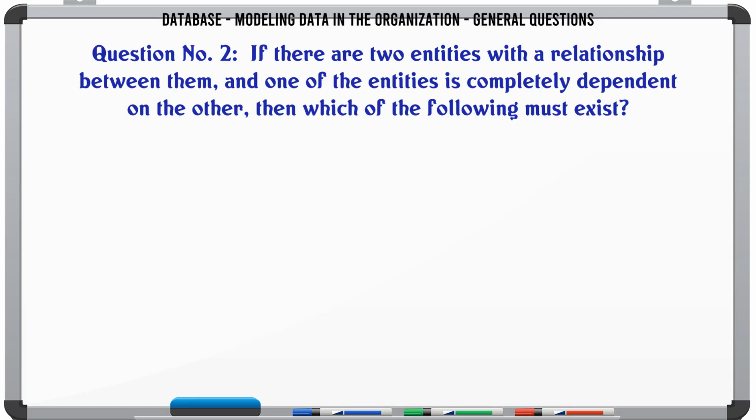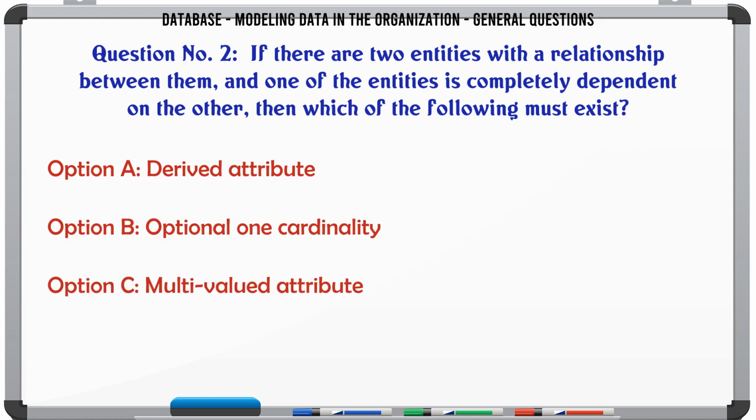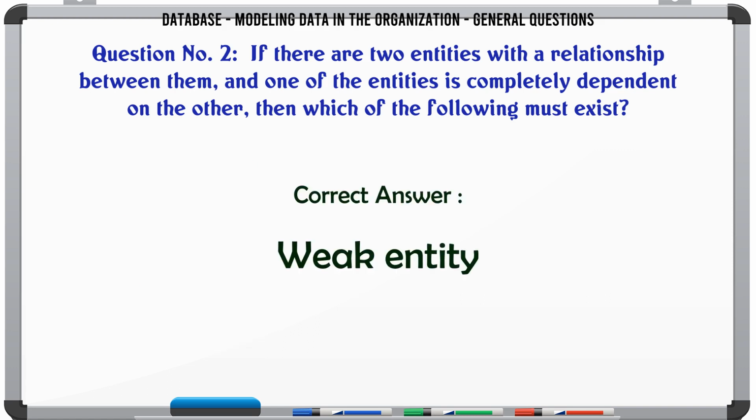If there are two entities with a relationship between them and one of the entities is completely dependent on the other, then which of the following must exist? A. Derived attribute. B. Optional one cardinality. C. Multi-valued attribute. D. Weak entity. The correct answer is weak entity.